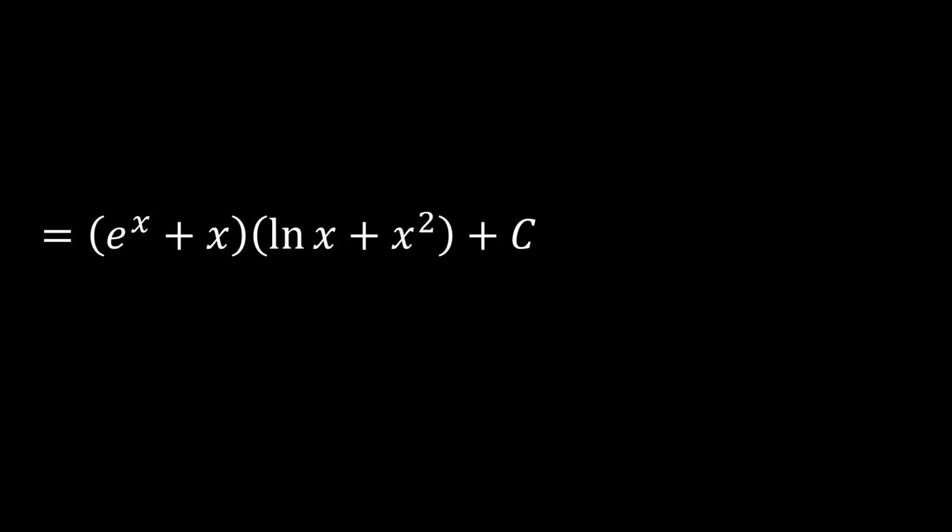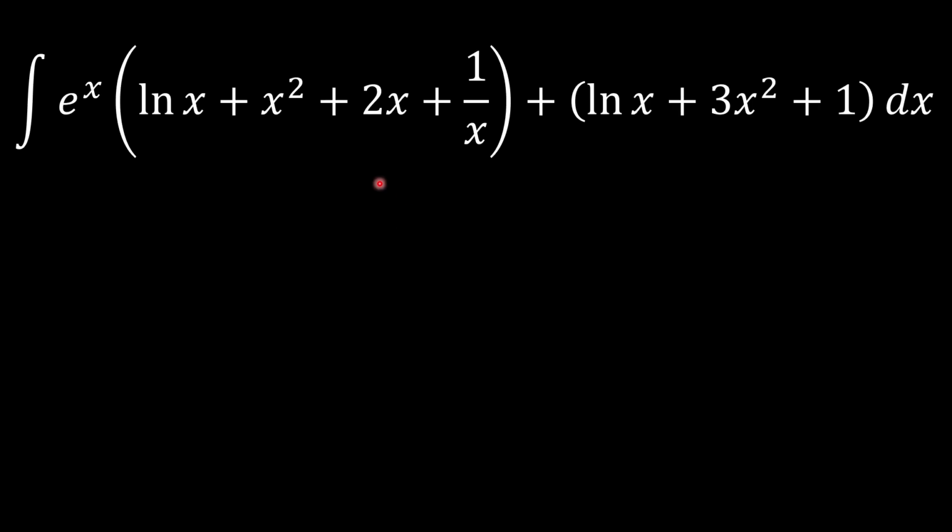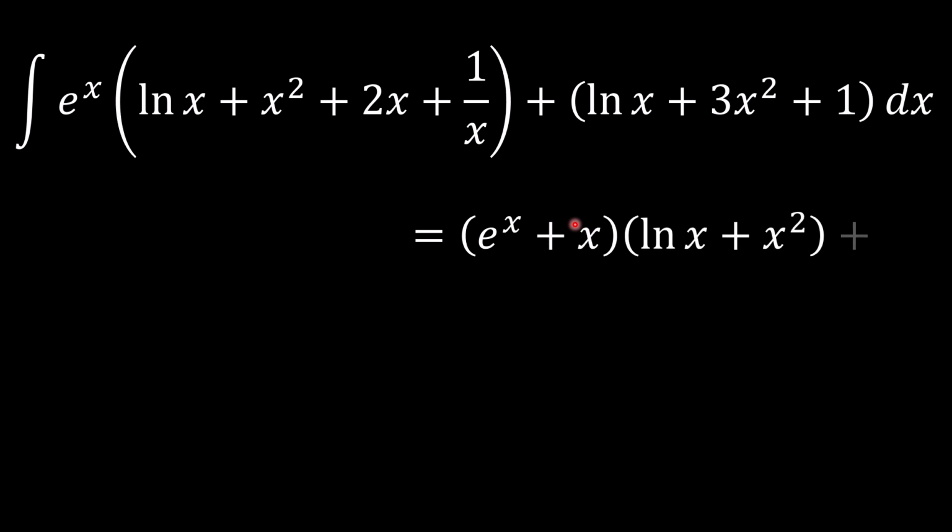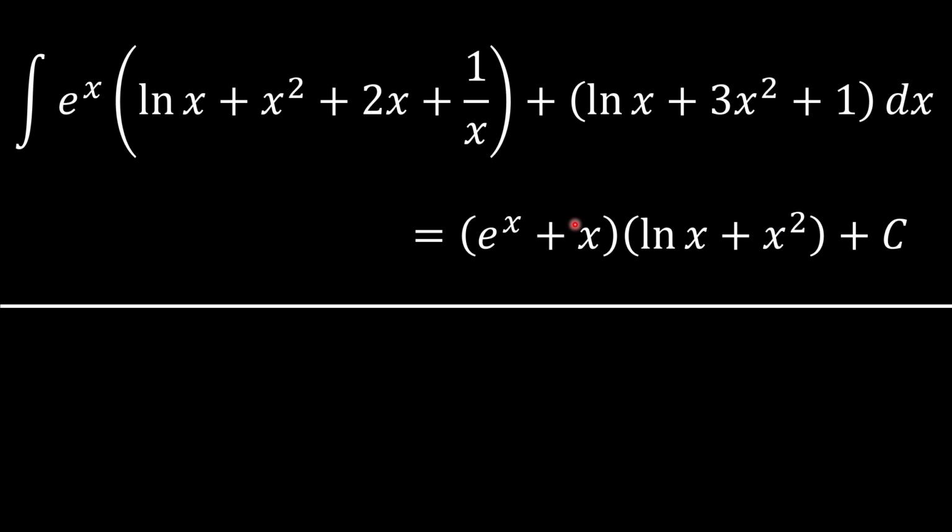And so the problem you gave us, the integral of e to the power x times (natural logarithm of x plus x squared plus 2x plus 1 over x) plus (natural logarithm of x plus 3x squared plus 1), is (e to the power x plus x) times (natural logarithm of x plus x squared) plus the integration constant c. And that's the answer that was expected. So this brings us to the end of our problem with that answer.